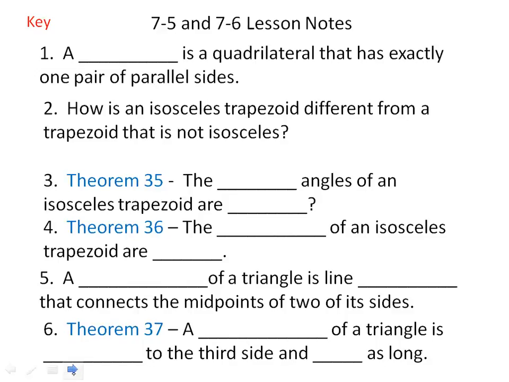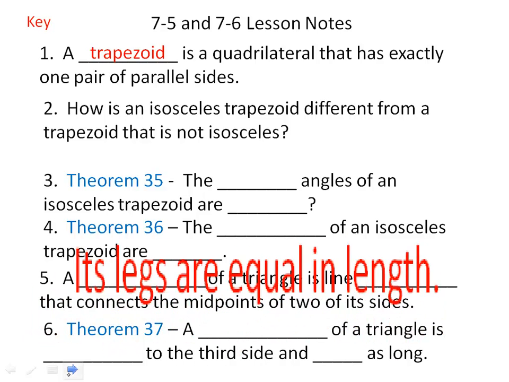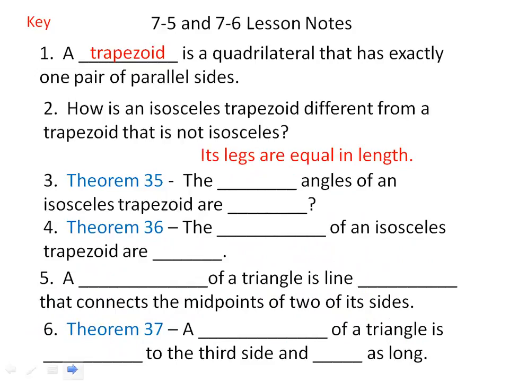All right, and the final two lessons of Chapter 7. A trapezoid is a quadrilateral that has exactly one pair of parallel sides. 7-5 is about trapezoids. How is an isosceles trapezoid different from a trapezoid that is not isosceles? Its legs are equal in length. So the one I drew for you on the previous slide is generally a classic isosceles trapezoid. These are called the legs here and here, equal in length.